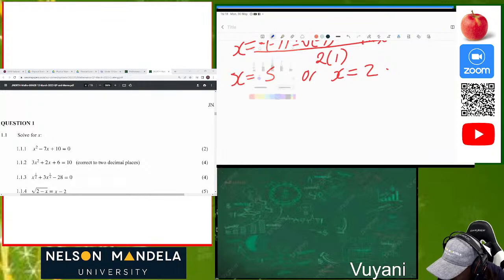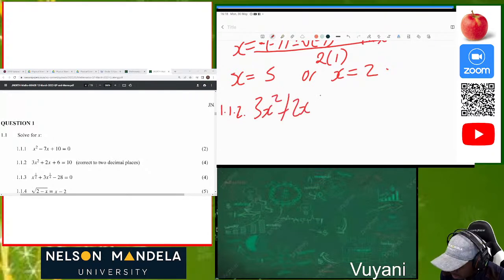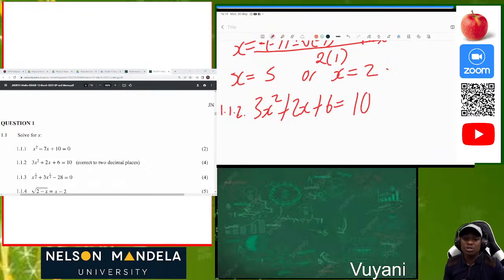Great. Now let's do number 1.2. On 1.2, we are given, 1.1.2. So on 1.1.2, we are given 3x squared plus 2x plus 6 is equal to 10. Then after that, in brackets, they say correct to 2 decimal places.